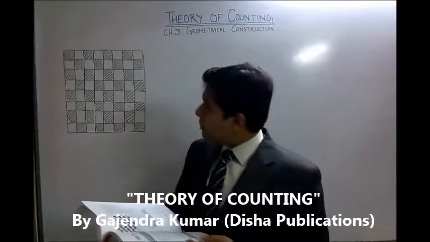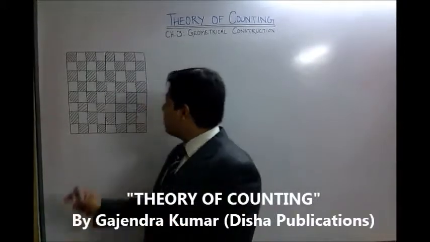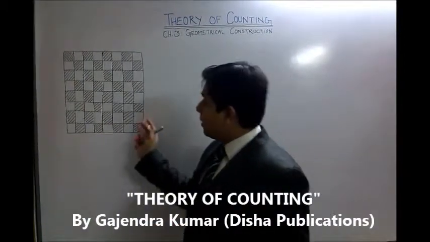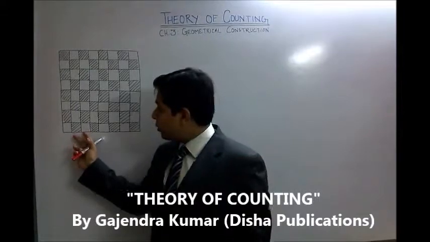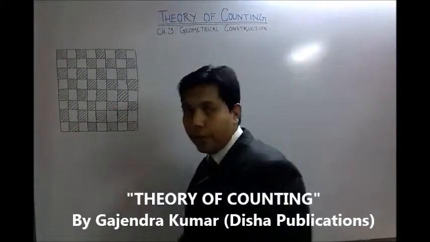Now let's see concepts related to the chessboard. This is the normal chessboard, how it looks. The total number of smaller squares is 64. Out of 64, 32 are black and 32 are white squares.